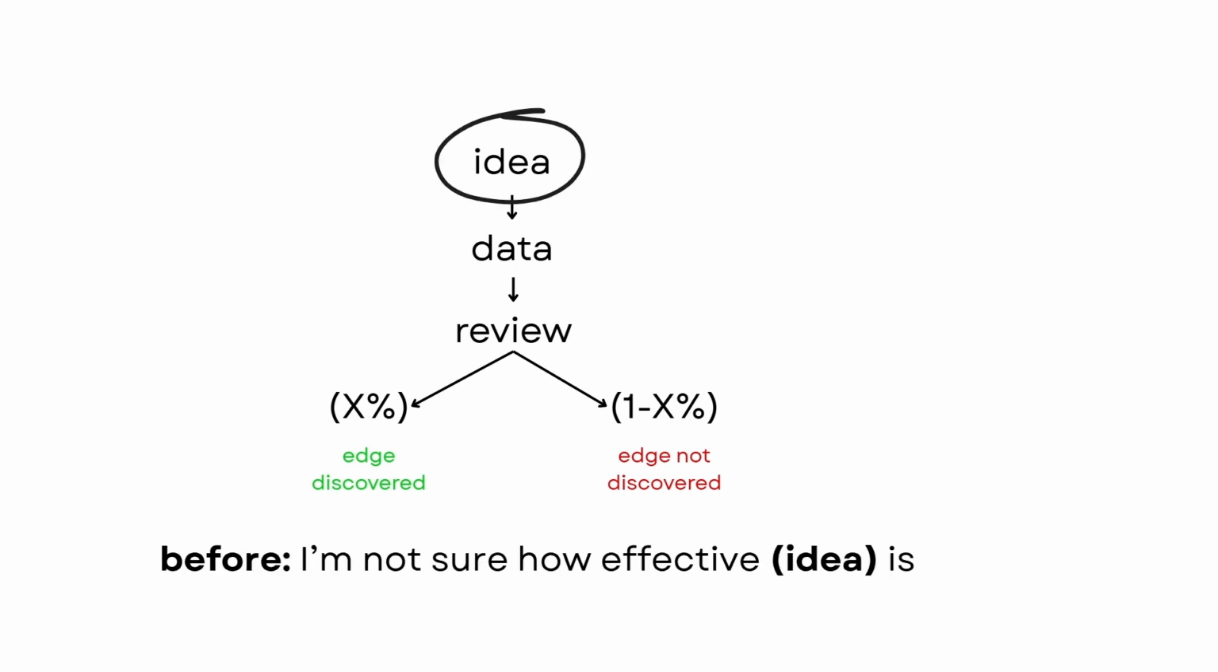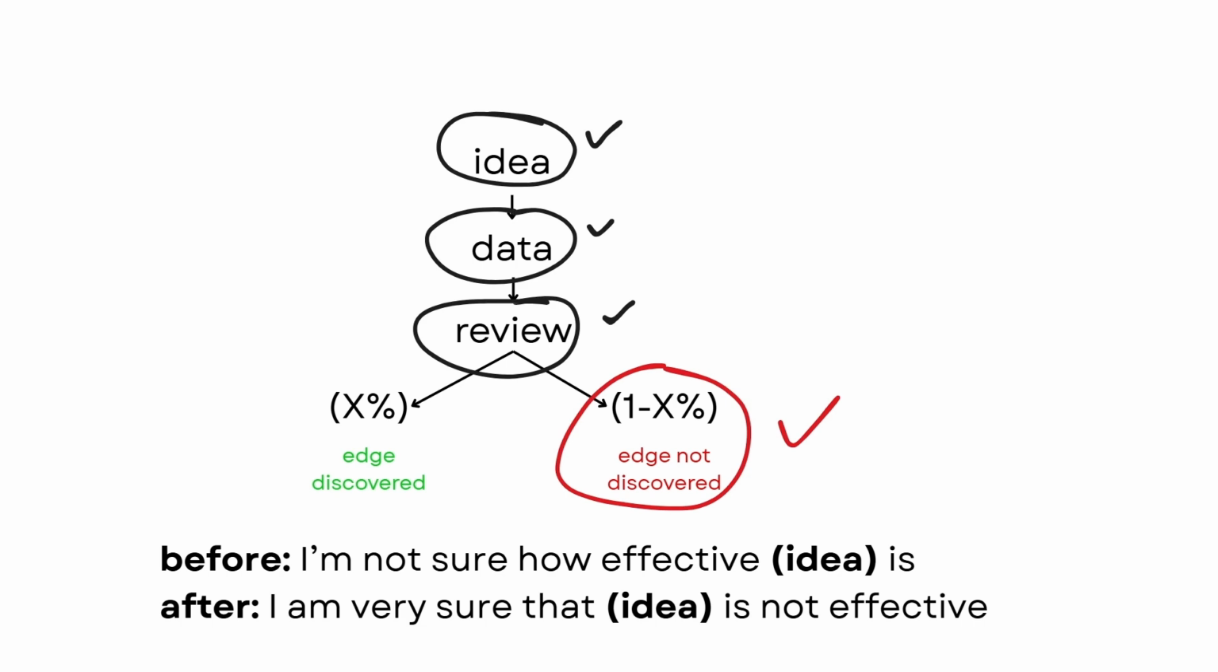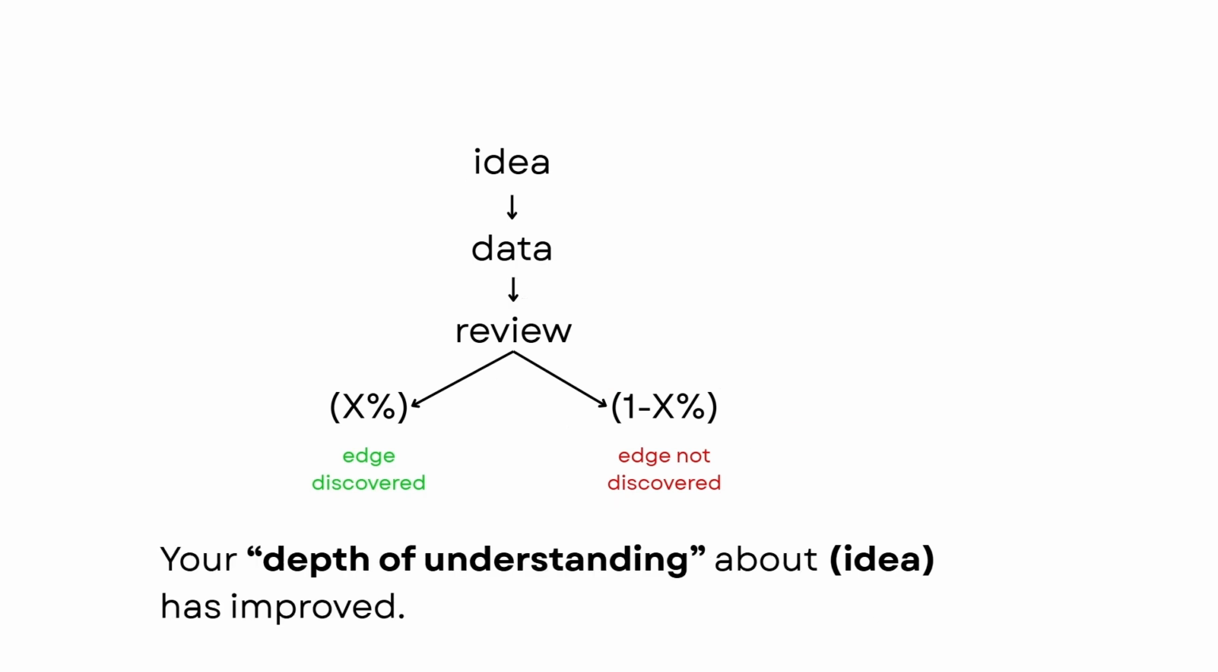But again, remember, even if something doesn't work, it still gives you an insight, right? So before, you have this idea, I wonder how good this idea is. You start with, I'm not sure how effective this idea is. And then after you go through this loop, you get an insight. And the insight is, I am very sure that this idea is not effective, right? So even though the result is the same, your depth of understanding about the idea has improved.